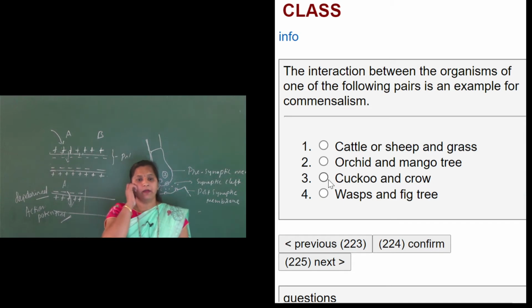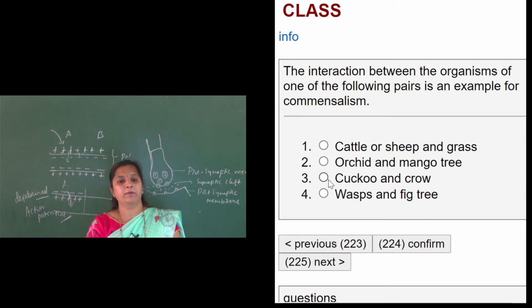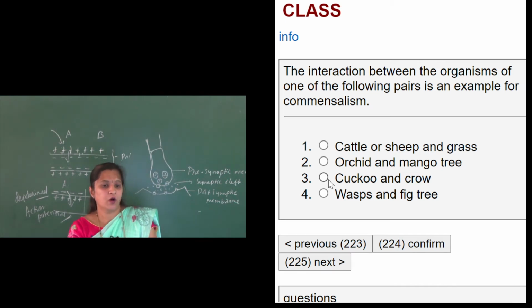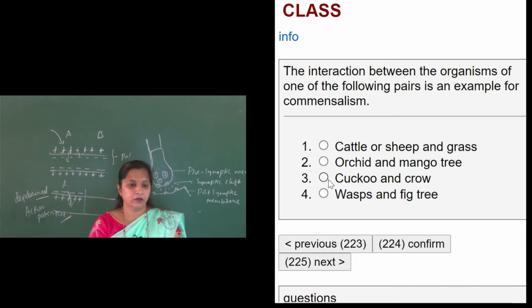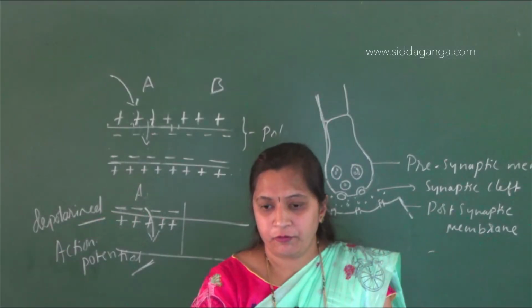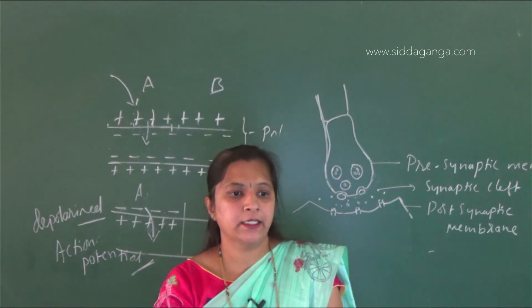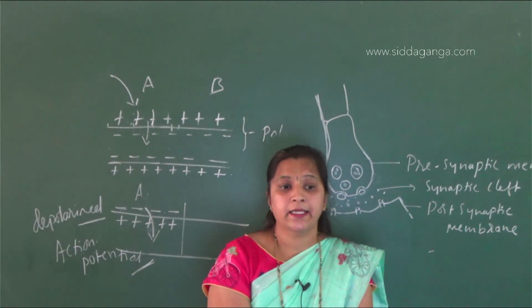The interaction between the organisms of one of the following pairs is an example for commensalism. First option, cattle or sheep and grass; orchid and mango tree; cuckoo and crow; and wasp and fig tree.